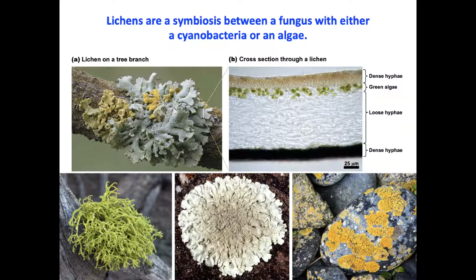Lichens are extremely slow growing and may take decades before they're actually visible to the naked eye. You can get an idea of just how slow lichens grow by looking at tombstones in cemeteries. The older the tombstone, the larger are the lichens that are growing on the tombstone.